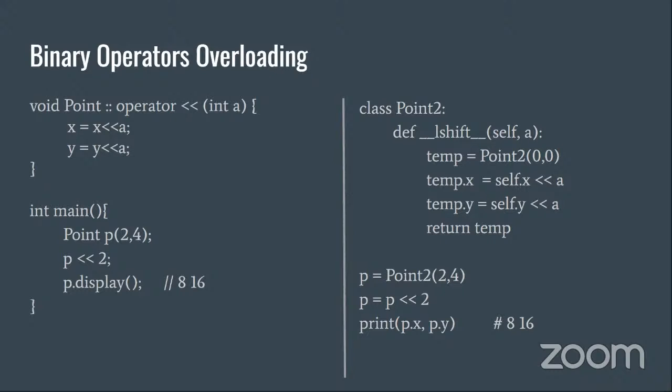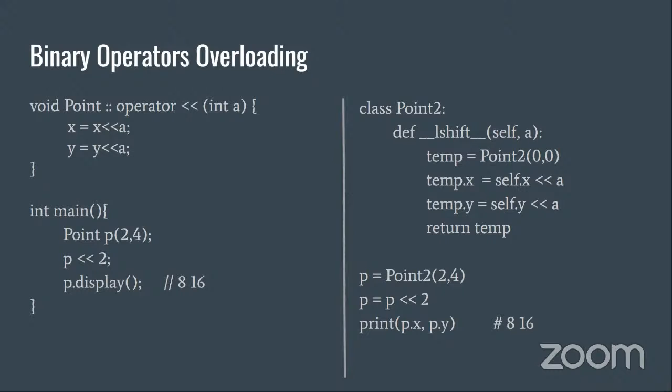Here we have created an object p of class Point with its variables as 2 and 4, and we are left shifting it by two bits and then displaying it. It will give an output of 8 and 16, where 8 is the left shift of 2 by 2 bits, and 16 is the left shift of 4 by 2 bits.